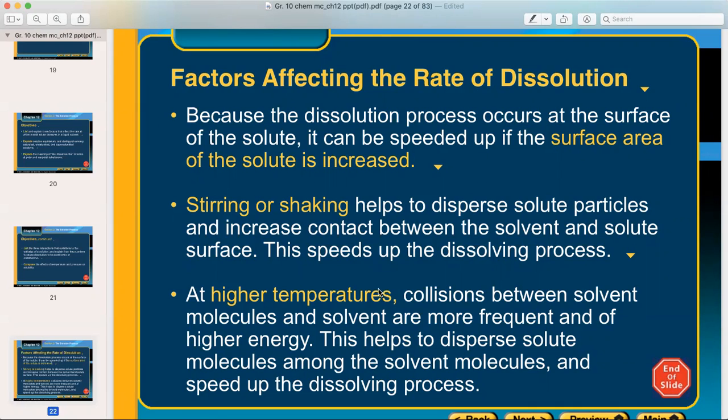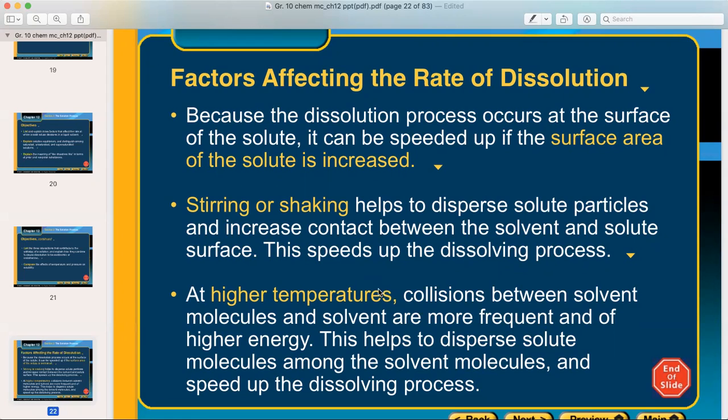So let us start with our first topic of this lesson, factors affecting the rate of dissolution, or dissolving. Dissolution means dissolving. Before I start this topic, remember that a solution has two components: one is solute and one is solvent. A solute is the substance which dissolves in a solvent, and the solvent is the substance in which the solute is dissolved.